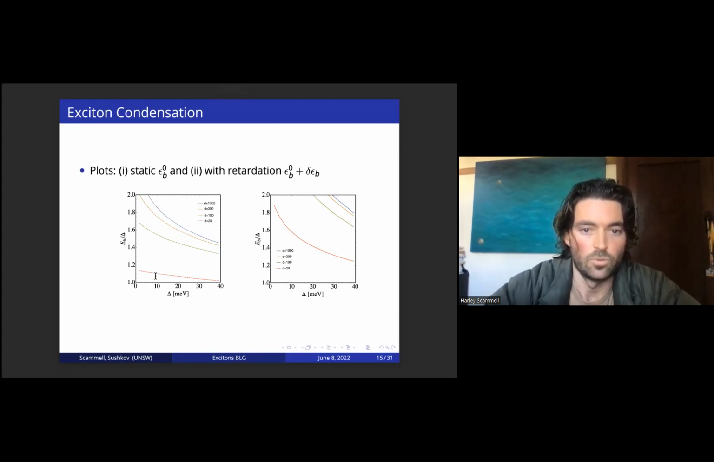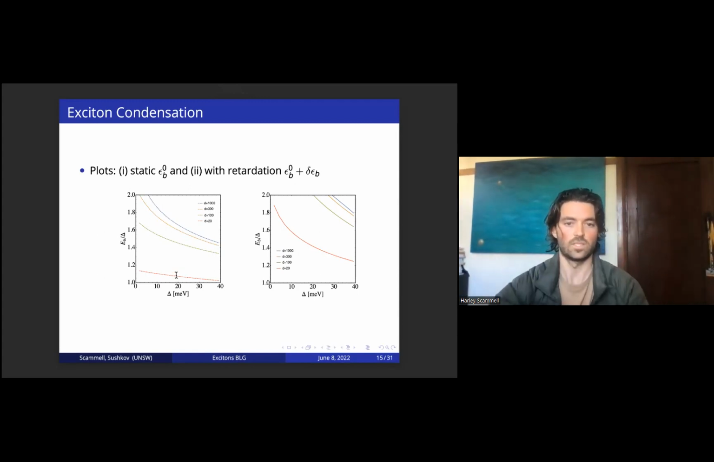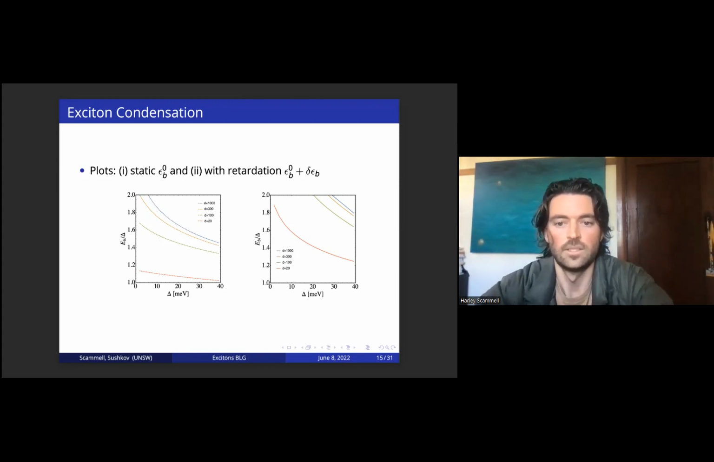And then there are 4 different cases here. This is where we place the metallic gates, in nanometers, at a distance d equals 20, 100, 300, and 1000. And everywhere the dielectric is 1, so we're considering suspended bilayer graphene. Comparing left to right, you see that the binding energy, this capital E was supposed to be epsilon, with retardation is significantly larger in this currency. So retardation has a massive effect.